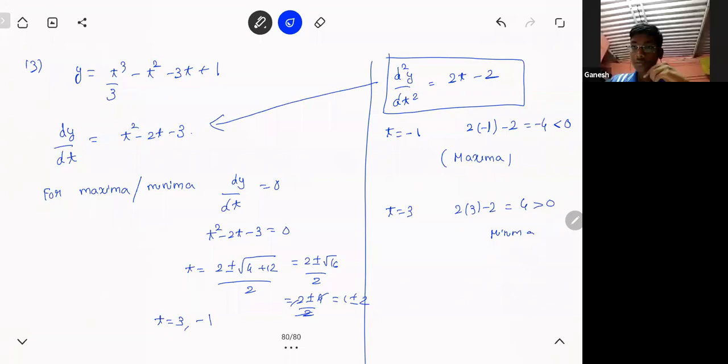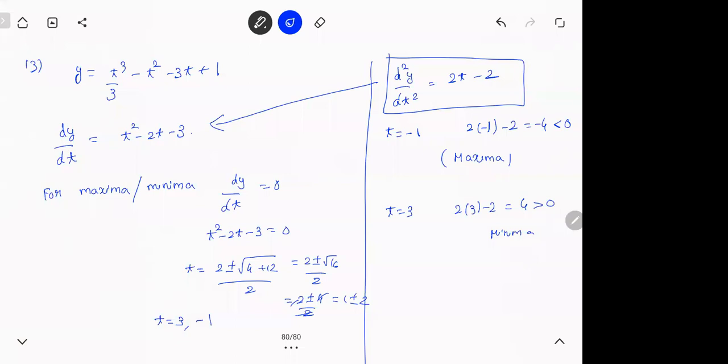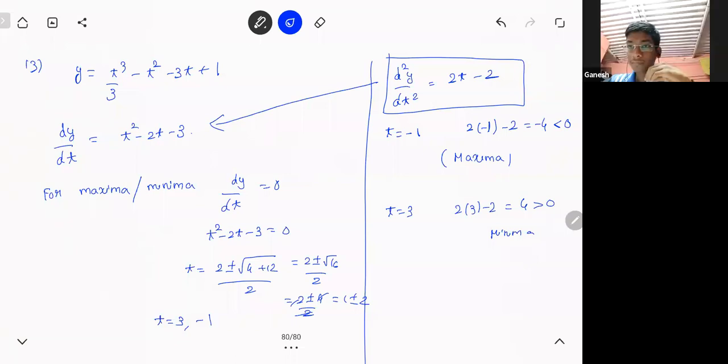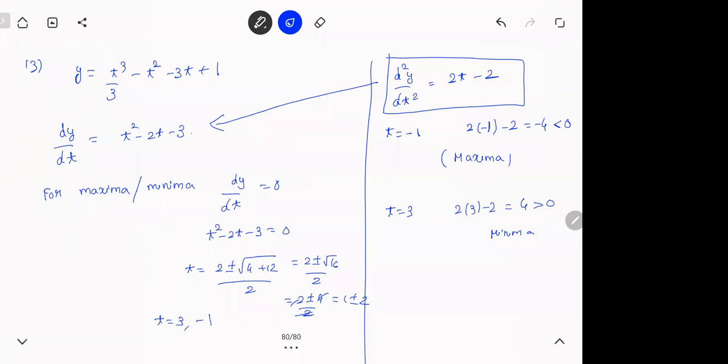Sir, so the double differential should be greater than 0, no? For minima. So why is it, t is 3, greater than 0, 4 is greater than 0, is it not? Yes, sir.